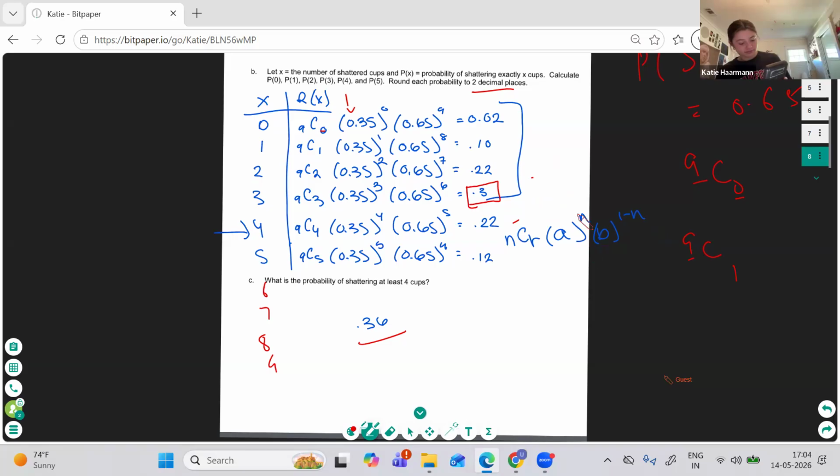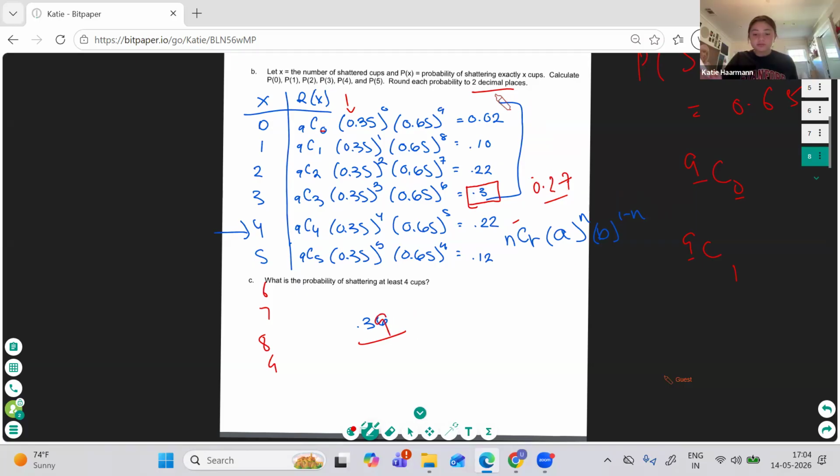9C3, 9C3, 0.35 cube, 0.65 raised to power 6. 0.27. Yes, so that should be your answer. Now you add them up and then subtract from 1 and you should get, what is it? What's the answer? It's 0.39.